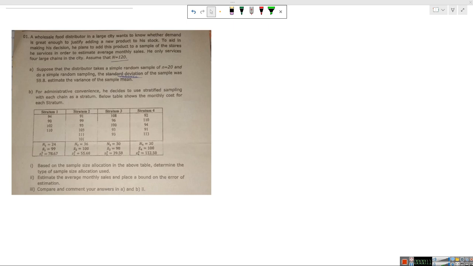A wholesale food distributor in a large city wants to know whether demand is great enough to justify adding a new product to his stock. To aid in making his marketing decision, he plans to add this product to a sample of the stores he serves in order to estimate average monthly sales. He only services 4 large chains in the city, right? So in the city he serves 4 large chains, meaning they are strata. So the number of strata K is equal to 4 here. Normally we denote the number of strata using K. Now capital N is equal to 120.